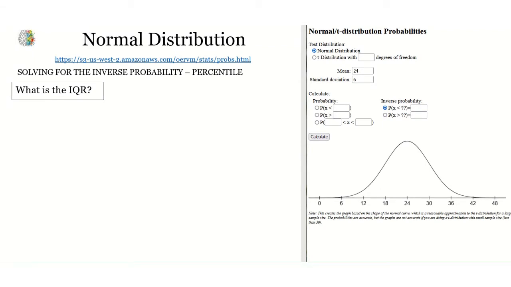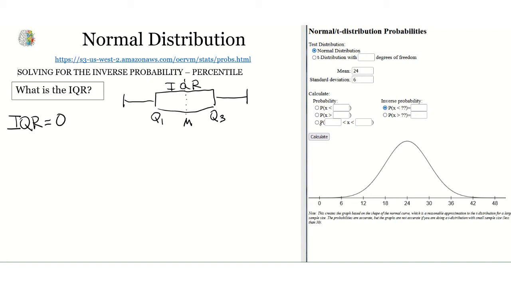Our next question asks us to solve for the interquartile range, the IQR. So if you remember from when we did the box plots, the IQR is just the middle 50%. So this is our IQR. And the IQR is the middle 50%, and we get that by taking the third quartile minus the first quartile. And the third quartile is 75%, and the first quartile is at 25%.